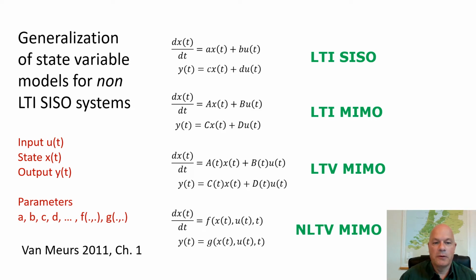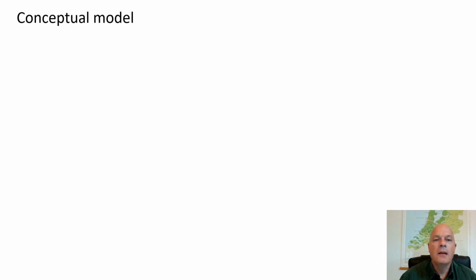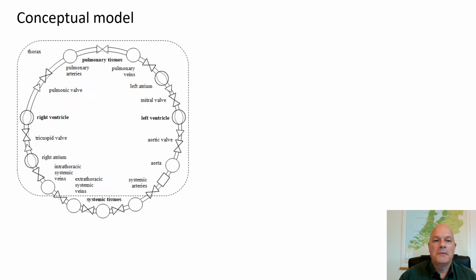I developed this further, I believe, in my chapter 1 already. Conceptual models. So this time I'm showing the conceptual model of the circulation. I'm no longer presenting the simplified version as we did before. And here you can see, for example, that the atria are included, and there's a bit more detail in the systemic circulation.